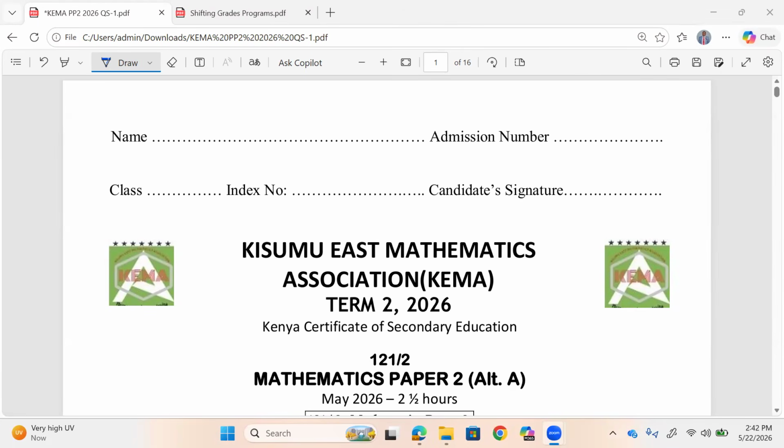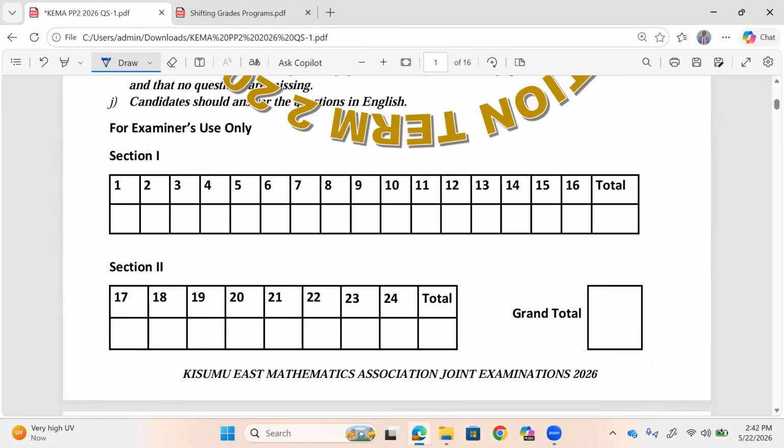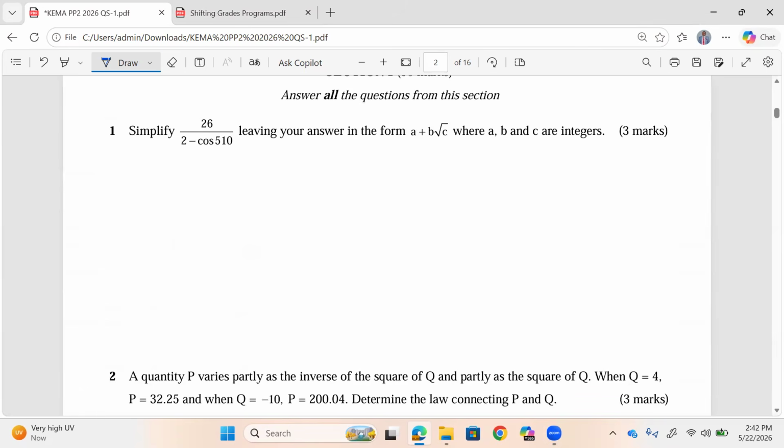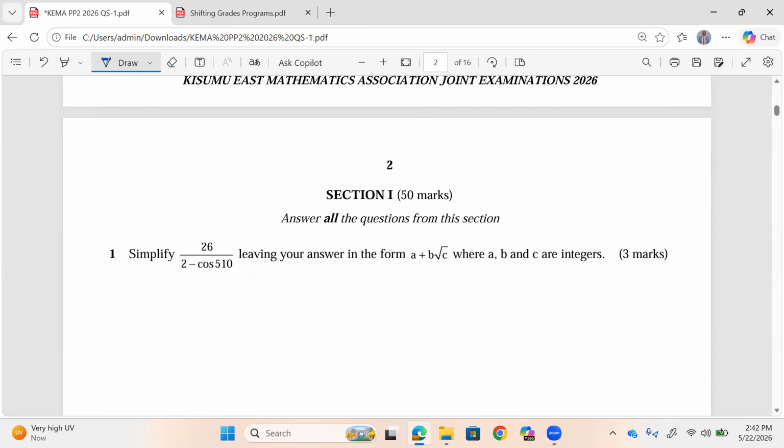We're going to discuss the Kisumu East Mathematics Association, that is KEMA. This is a joint examination, a well thought out paper, and we're going to discuss section 1 of paper 2. So it's my hope that through this discussion, ladies and gentlemen, you're going to learn something.